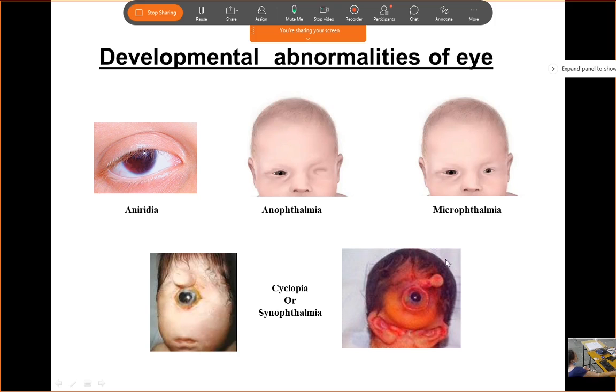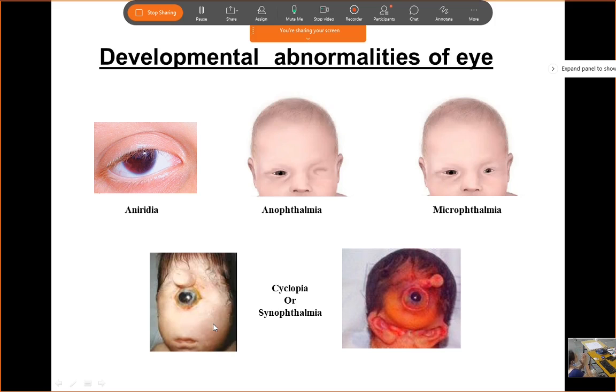Then the developmental abnormalities, now aniridia, that means the absence of iris. That is also a very rare condition. Anophthalmia or microphthalmia means no eye or a very small eye. That is also due to infection like syphilis, rubella, toxoplasmosis, chlamydia. And then cyclopia or synophthalmia, that is a very severe condition. It is also rare, but if it happens, then the fetus will not survive. Usually it dies in utero, but if it is delivered, then within a few hours it may die, or at maximum 1 day.